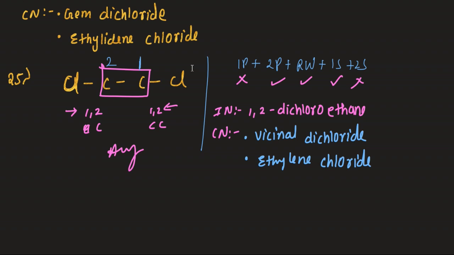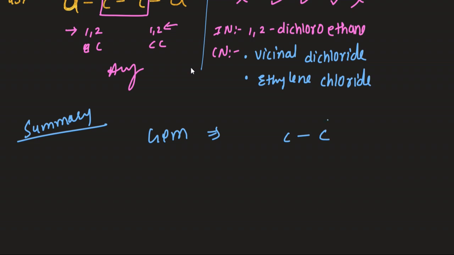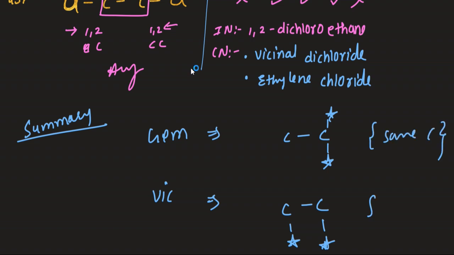Okay, right. So from this, let me give a summary about gem and vicinal. Gem indicates what? That the terminal carbon should have the same groups, whereas vicinal indicates what? The same groups should be present in the adjacent carbon. Here it is the same carbon, whereas here it is the adjacent carbon.